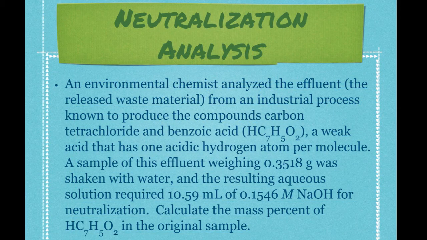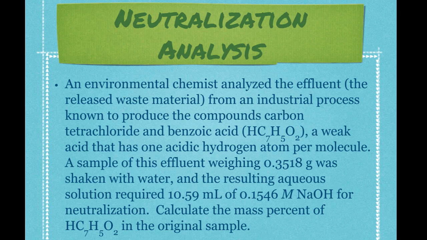Like maybe this one. An environmental chemist analyzes the effluent, that's the released waste material, from an industrial process known to produce the compounds carbon tetrachloride and benzoic acid. Benzoic acid is a weak acid that has 1 acidic hydrogen atom per molecule. A sample of this effluent weighing 0.3518 grams was shaken with water, and the resulting aqueous solution required 10.59 milliliters of the previously standardized 0.1546 molar sodium hydroxide for neutralization. Let's calculate the mass percent of benzoic acid in the original sample.